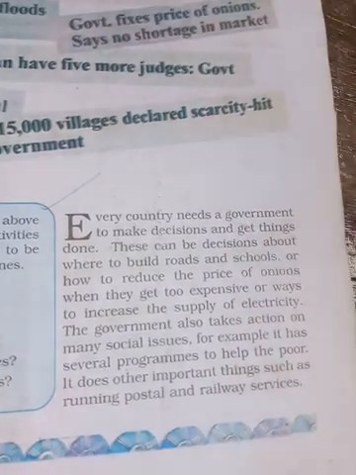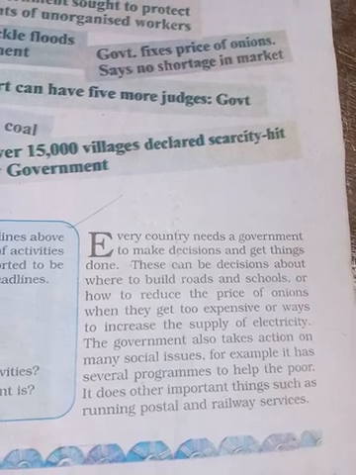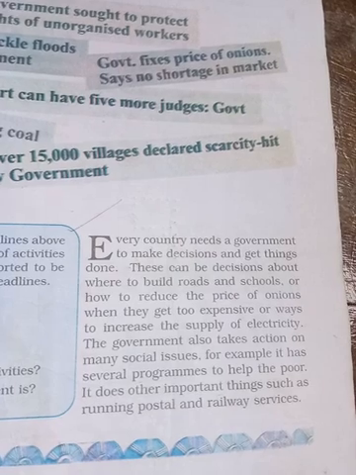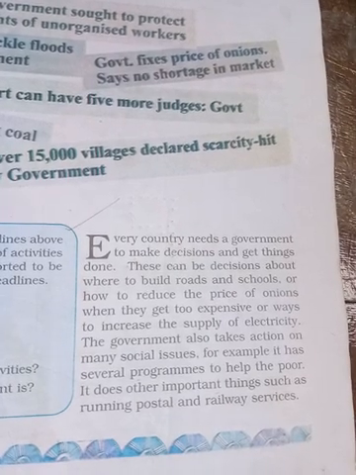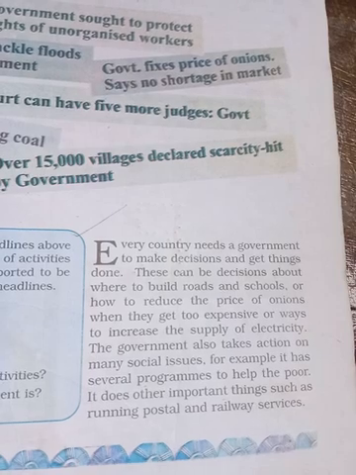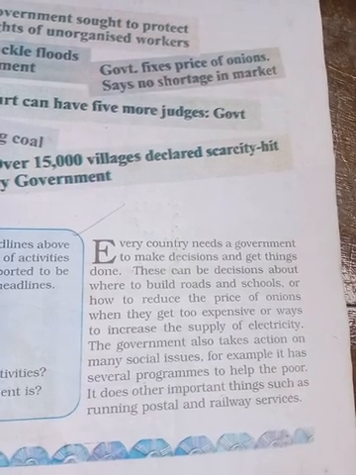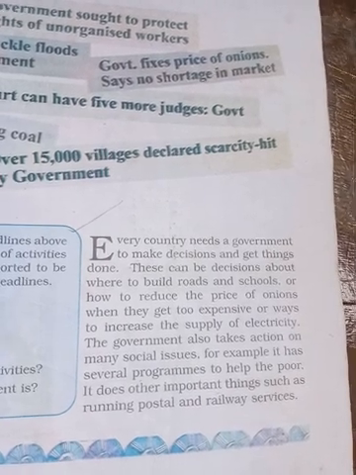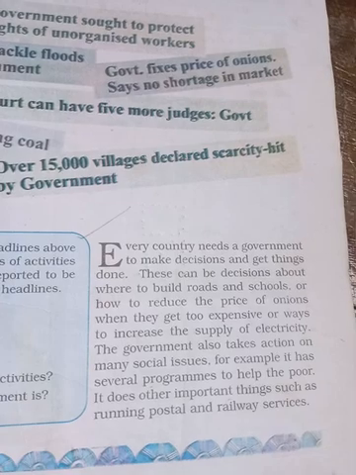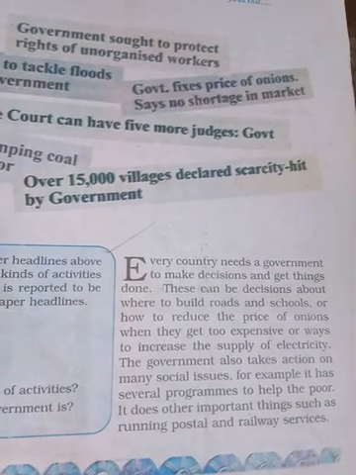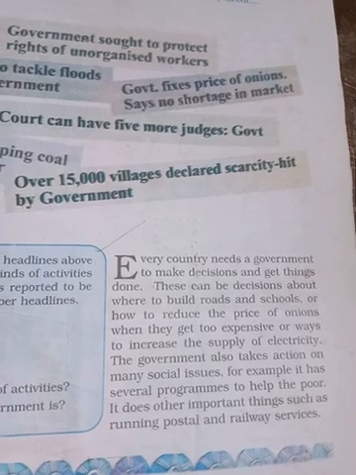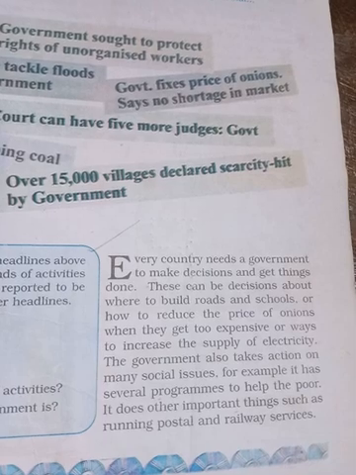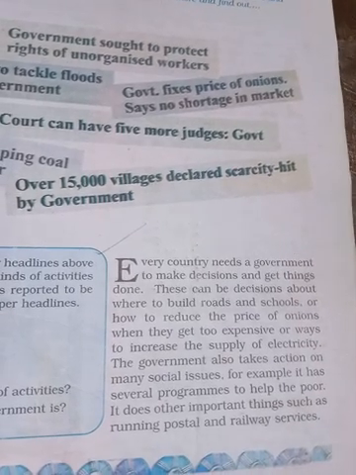Look here, in every country we need a government. Why do we need a government? Because the government takes decisions on what is to be done and what is not to be done. They decide where to build roads, where to build schools, and how to reduce the price of anything, that may be onion, sugar or dal. Whenever things get too expensive, the government will try to reduce the price. That is the work of government.